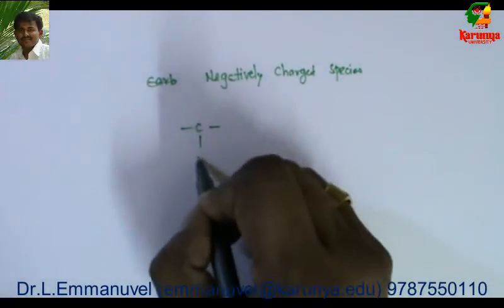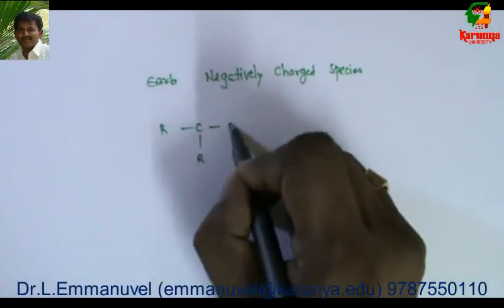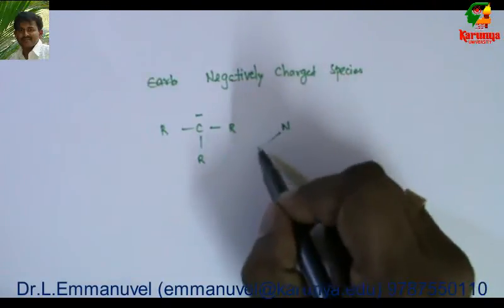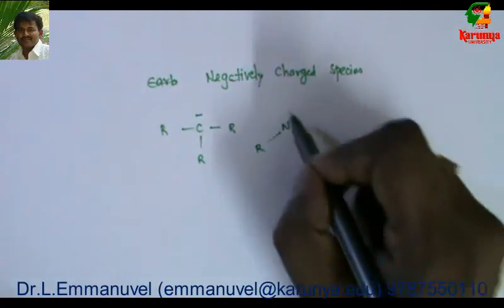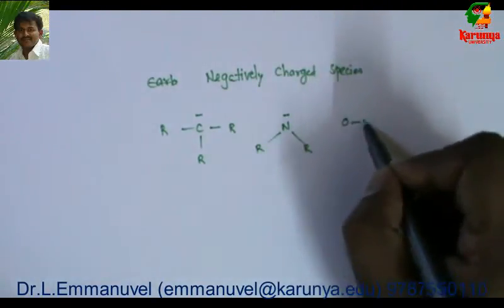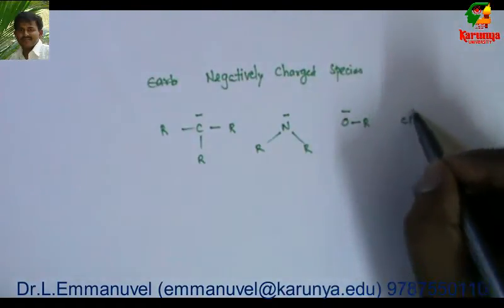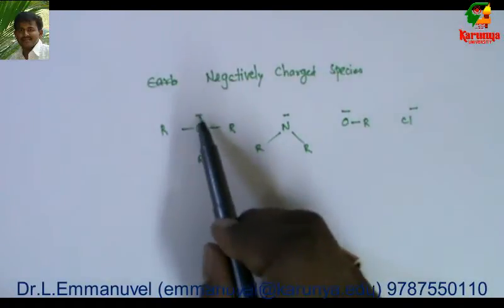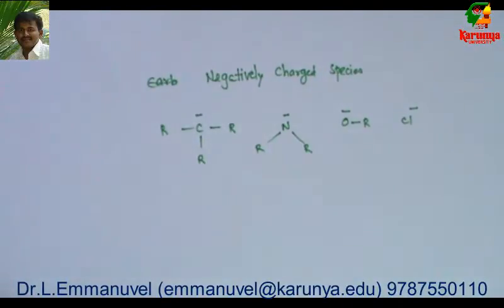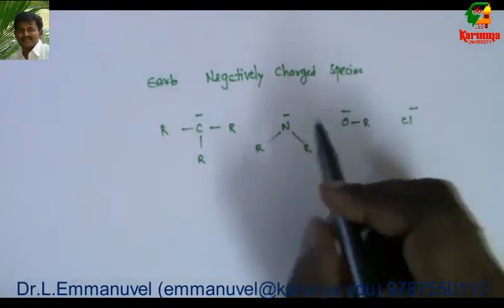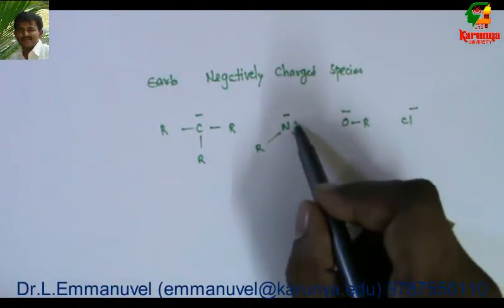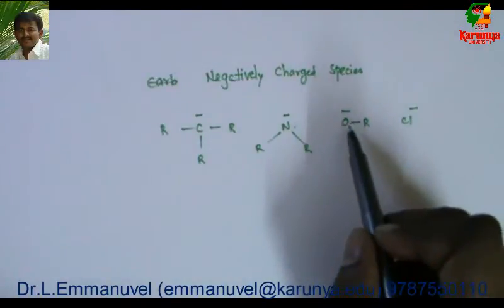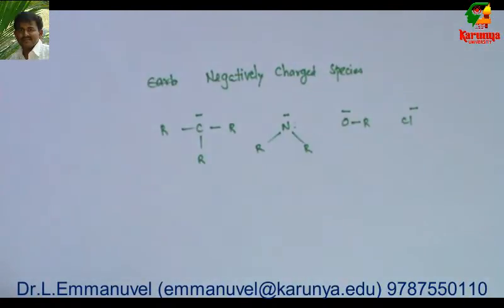First one, carbanion. Next, we have N minus. The carbon valency is 4. In that one I have removed a valency and introduced a minus charge. Similarly, nitrogen, the valency is 3. I have removed one valency and put one minus charge. Similarly, for oxygen, 2, like this.